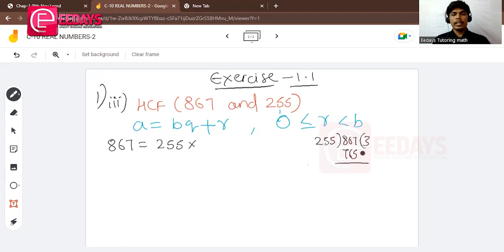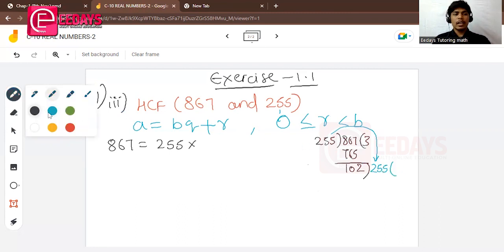Now what is the remainder we'll get? 867 minus 765, you'll get 102. After getting 102, now what is the divisor here? We couldn't get the remainder as 0, so we can prolong the process. You can take 255 as the divisor here. Now do the division process again: 102 into 2, so you'll get 204. Now 51.